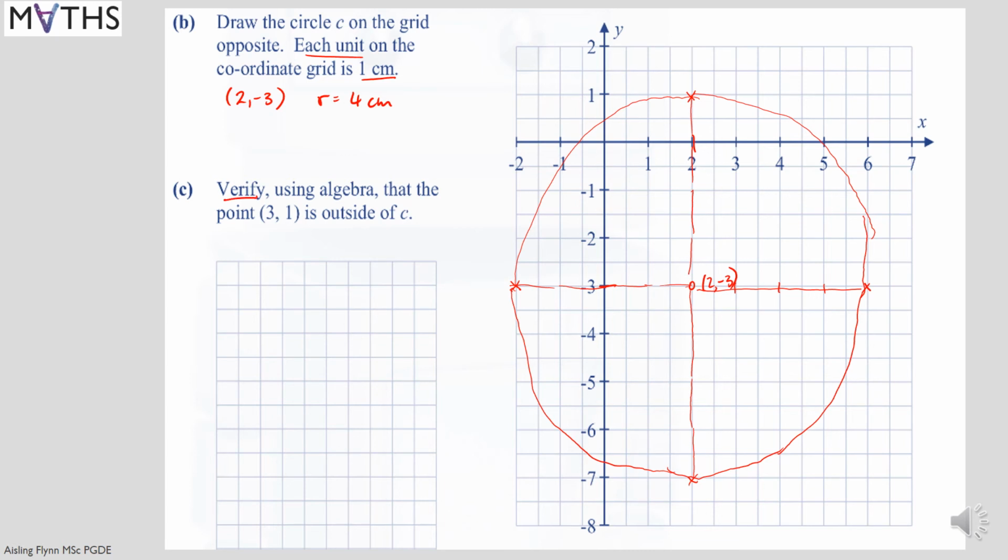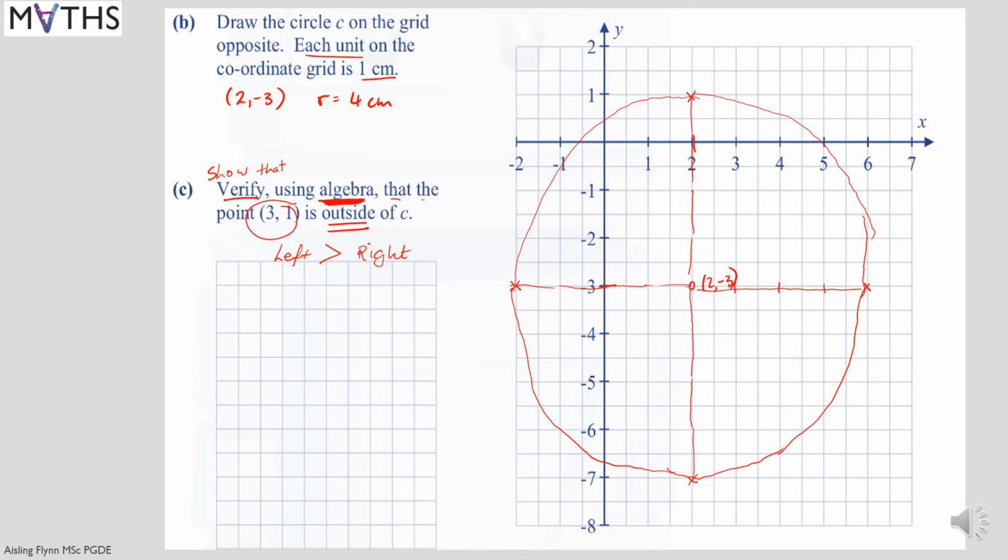Now, verify is the instruction for part C. Remember that means show that. Verify using algebra. So here they want us to use equations that the point 3, 1 is outside of C. Okay, so if you recall back to the previous video, if a point is outside the circle, well then when we calculate the left of our equation of the circle, it should be bigger than the right hand side, because we're doing distances after all.